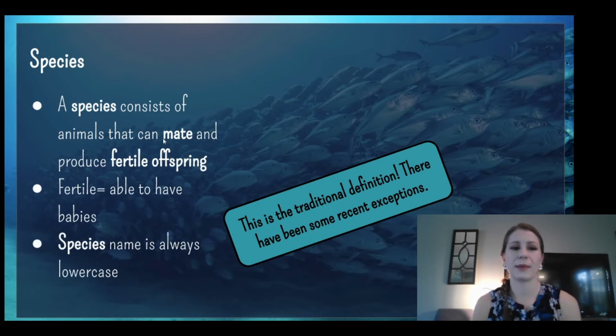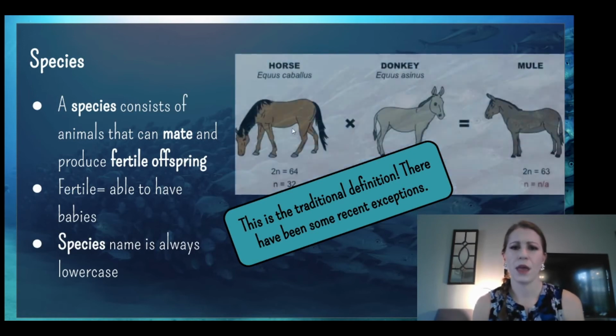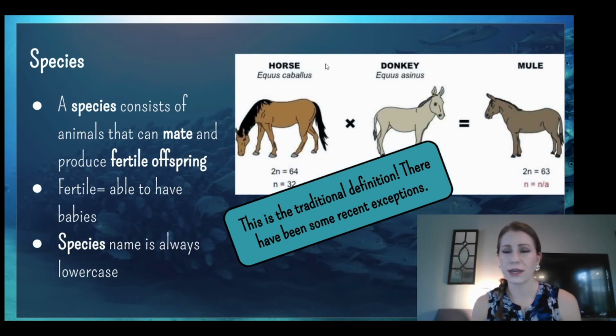I want to give you an example of a time where there are two different species and they cannot produce fertile offspring. If we look here, we have a horse and we have a donkey. A lot of times humans will put them in the same area and they will mate. It's not that they won't mate, but they need to be in close proximity. A horse and a donkey, if you have them mate, will produce a mule.